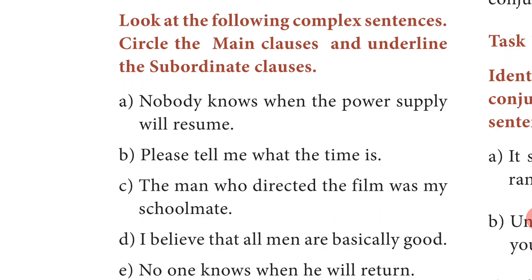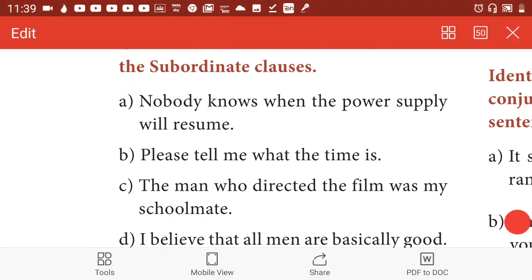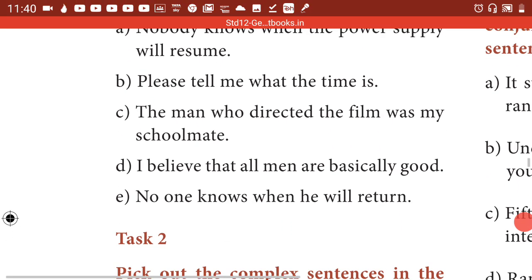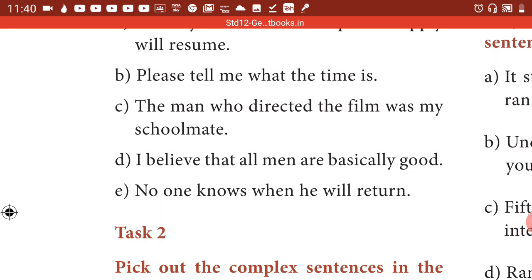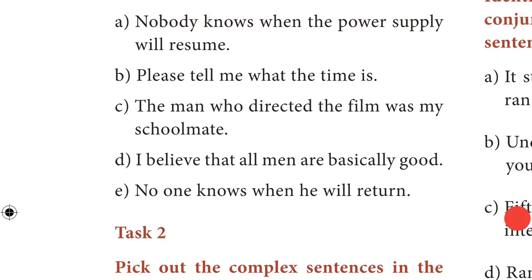Okay, so the next one. Please tell me what the time is. In the first part of the sentence, that means the first idea, please tell me, that has a complete meaning. So that is the main clause, so you can circle it, and what the time is, that you need to underline. Okay, the next one: the man who directed the film was my schoolmate. Can you identify the main clause?